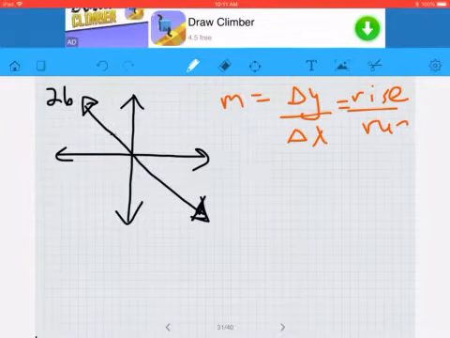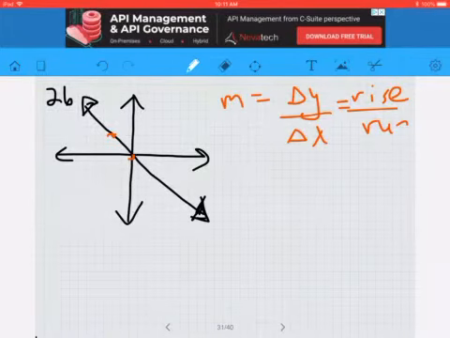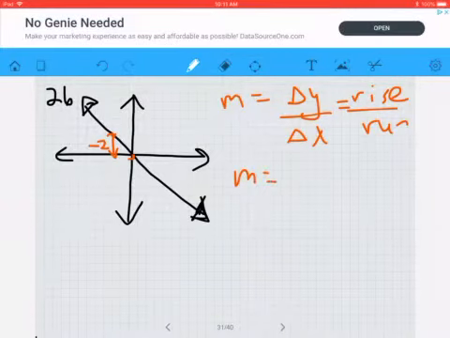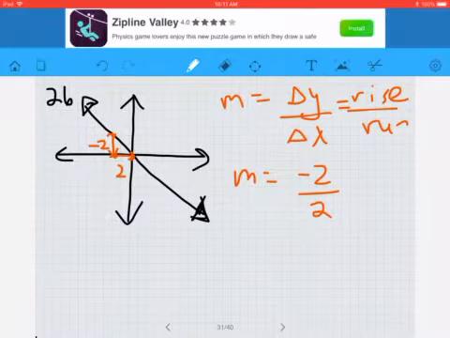Let's pick some two points. I'm going to pick negative 2, 2 and 0, 0, because to me those are the easiest points to identify. I'm going to do my rise first. I start on the left here, and that's a rise of 2, but I actually went down, so that's going to be negative 2. So far I've got negative 2 on top. Then I run to the right 2, which is a positive 2 because I went to the right. I'm getting a slope of negative 2 over 2, which is negative 1.